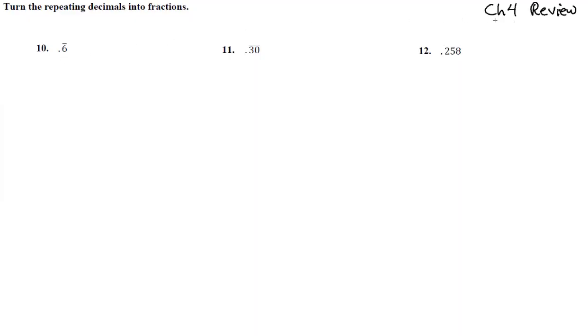Okay, here we are, Chapter 4 review with the answers to numbers 10 through 12. We're going to turn the repeating decimals into fractions and simplify them. Neat little connection with system of equations. So here is 0.6 repeater.